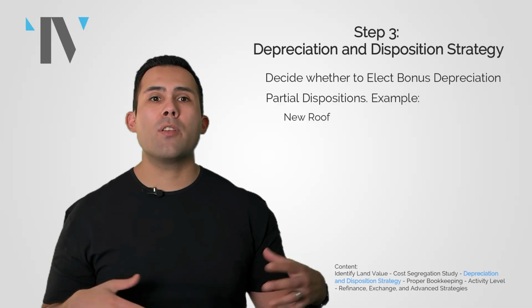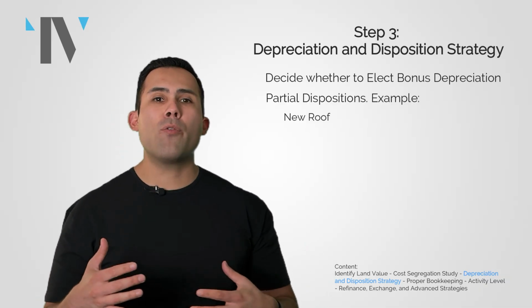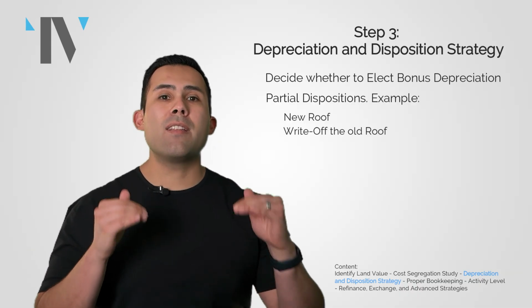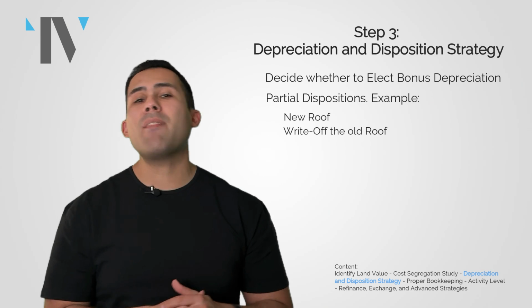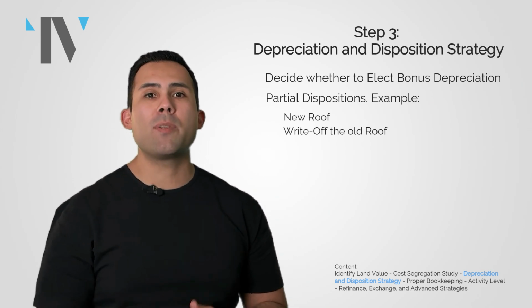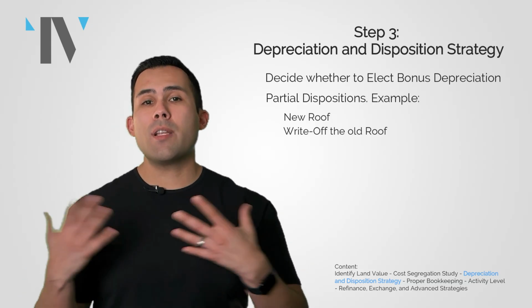After 10 years, you've depreciated $10,000. You now replace that roof completely and remove the old one. You get to deduct the remaining $17,500 immediately as a partial disposition. And then when you place in service the new roof, you get to depreciate it.